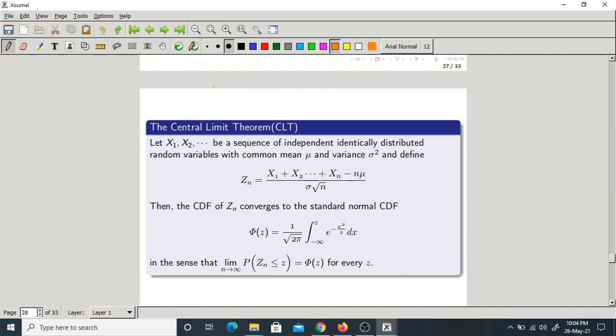So in the last class, we discussed one of the important limit theorems, that is CLT. CLT stands for central limit theorem. What is the statement of the central limit theorem?